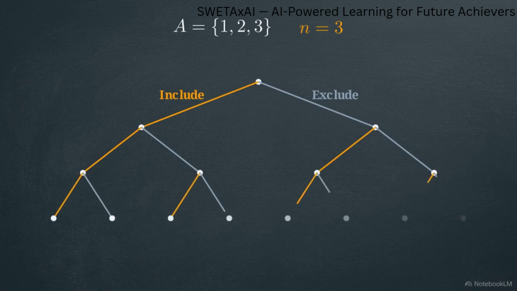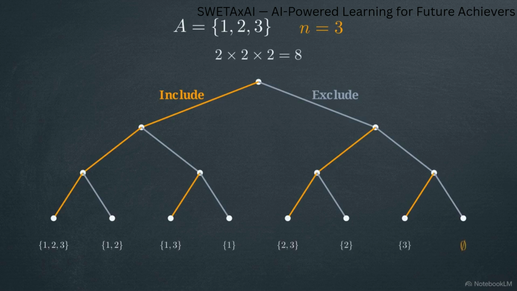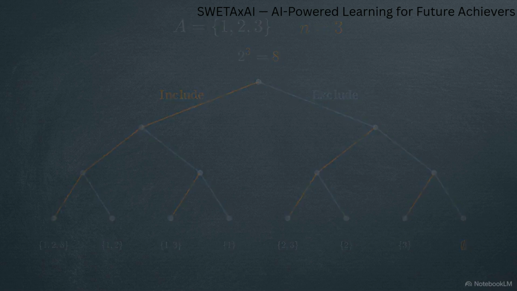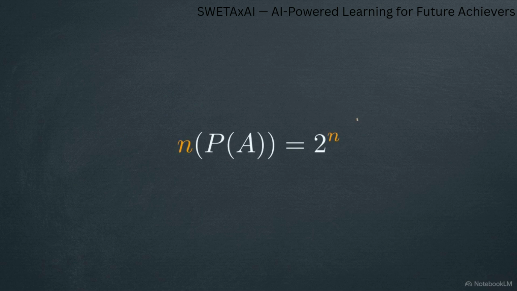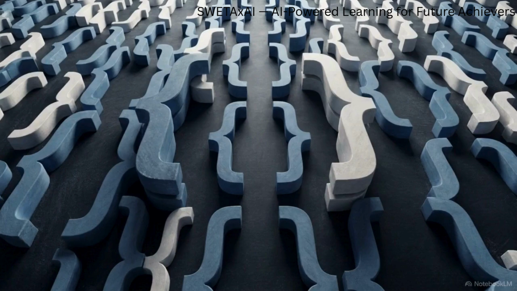Tracing that binary choice across the remaining elements creates a cascading tree. 2 choices for the first element, times 2 for the second, times 2 for the third, terminating in 8 distinct subset outcomes. Because every element always has exactly 2 choices, a set with n elements will always generate a power set containing exactly 2 to the power of n subsets. The power set illustrates how basic syntax inherently scales into exponential combinatorial power.